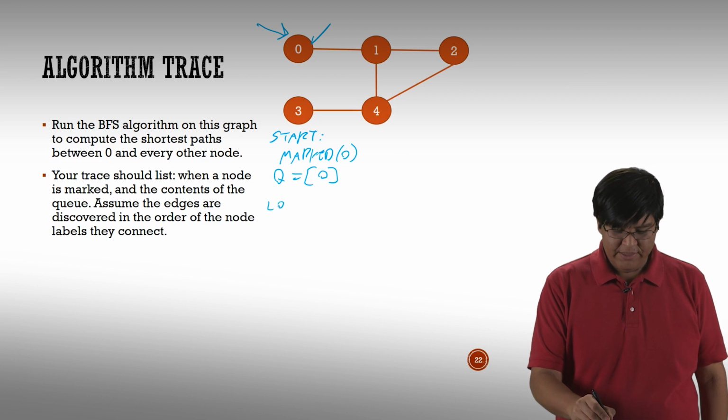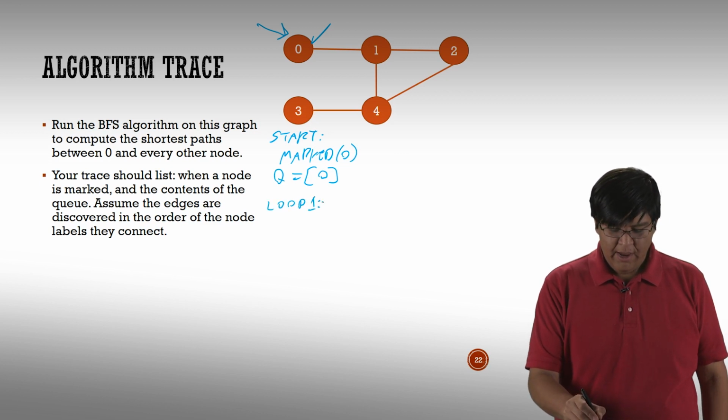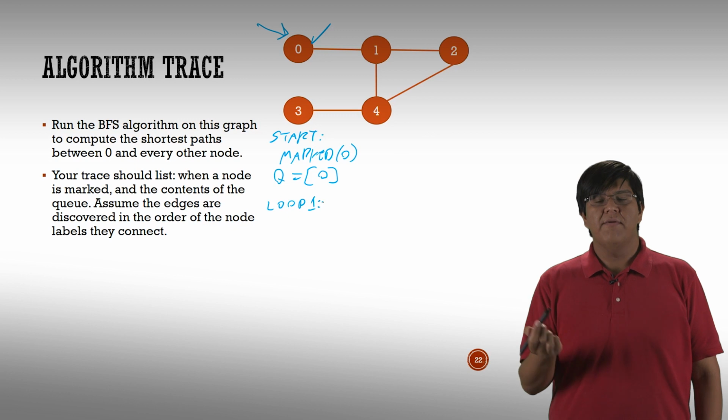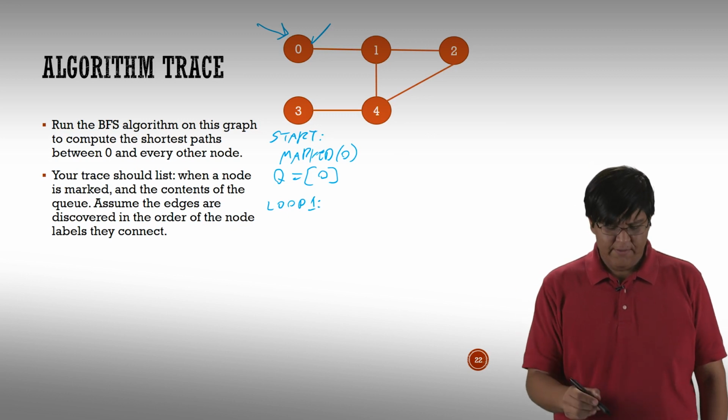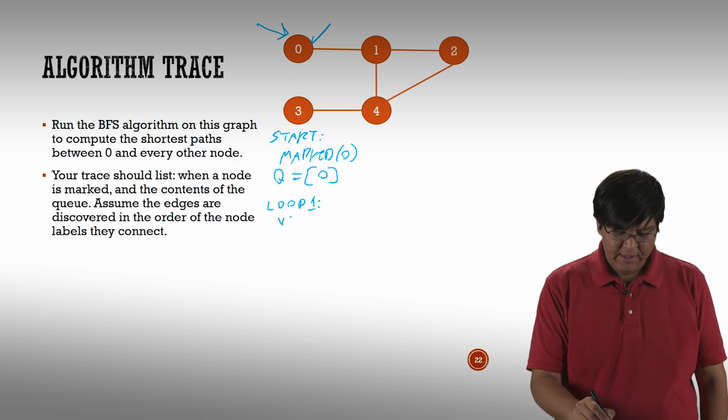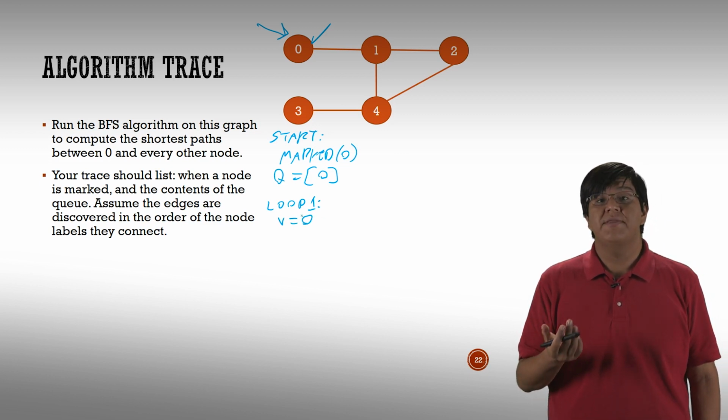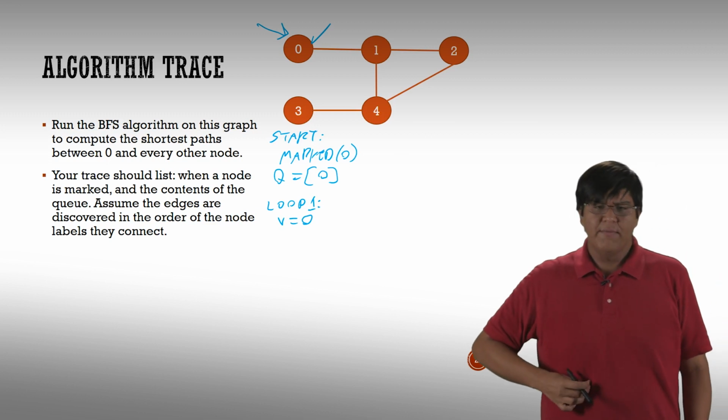Over here, I'm going to write loop 1. The first step in that loop is to pick out a node. Let's call it V. So V in this case equals 0. And you have to remember that Q now is empty. So now that I'm looking at V, what happens?